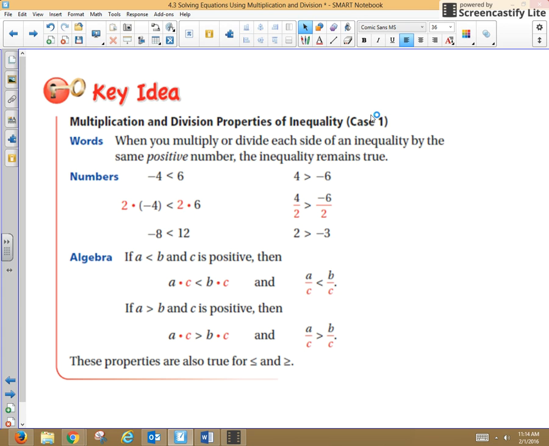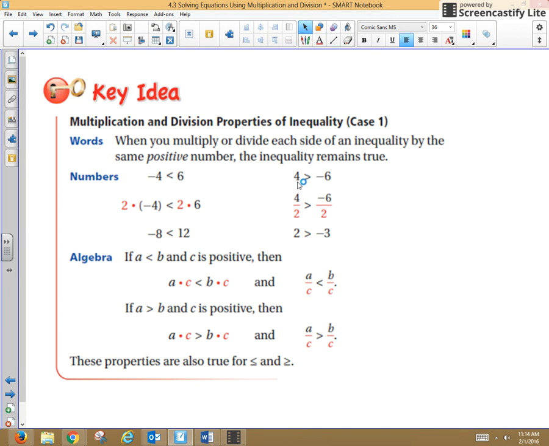This is case number 1. I would like you to copy this down, so pause the video to write it down. When you multiply or divide each side of an inequality by the same positive number, the inequality remains true. So for example, if you have negative 4 is less than 6, if you multiply both sides by 2, negative 8 is still less than 12.